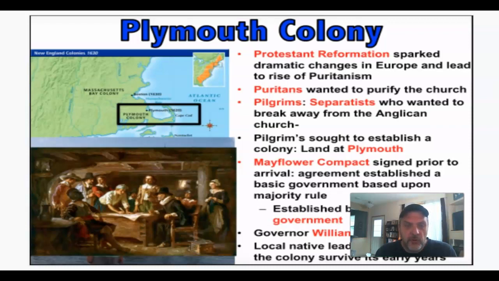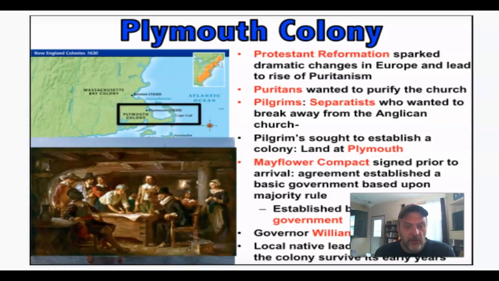So the first of the two major New England colonies was known as Plymouth Colony. Okay, the Protestant Reformation that took place in England when Martin Luther broke away from the Catholic Church sparked all kinds of changes in Europe, and it led to this movement known as Puritanism. And Puritans were a group of people who simply wanted to purify the church. They didn't want to necessarily separate from the church. Okay, Pilgrims, on the other hand, were also known as separatists. Okay, separatists, or these Pilgrims, were a group of people who wanted to break away completely from the Anglican Church.